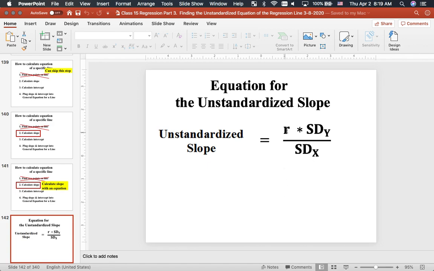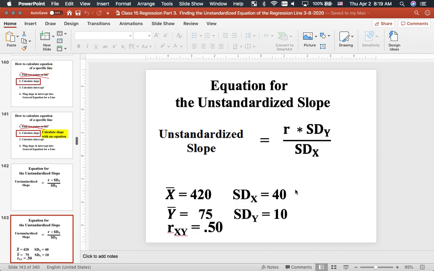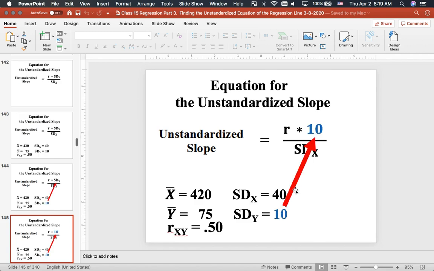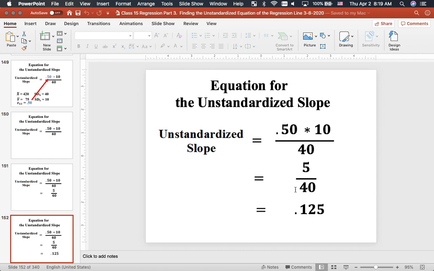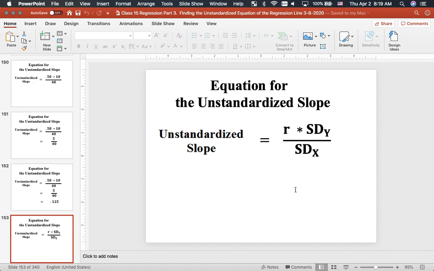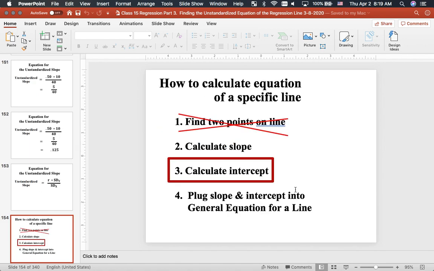This is calculating the slope without using 2 points. If we have the correlation, we have the SD of y and we have the SD of x, we can find the unstandardized slope. So if you look at this right here, we just multiply r times the SD of y and then divide that by the SD of x. So let's do that here for this example. Plug in 10, plug in 40, and plug in 0.5. So 0.5 times 10, 5 divided by 40, we're going to get 0.125. Great. So now we know the slope.